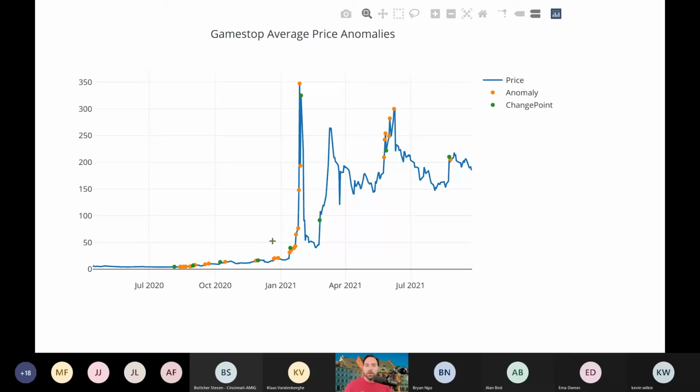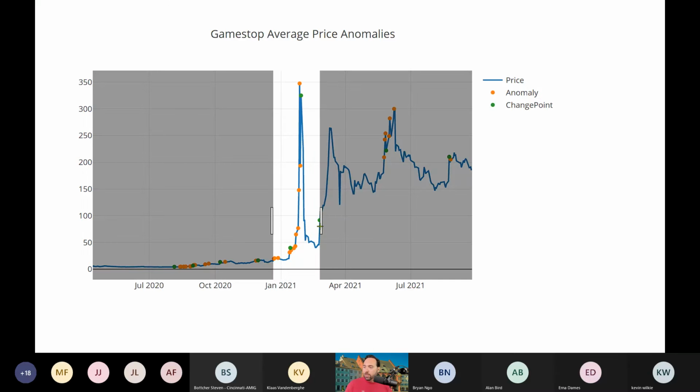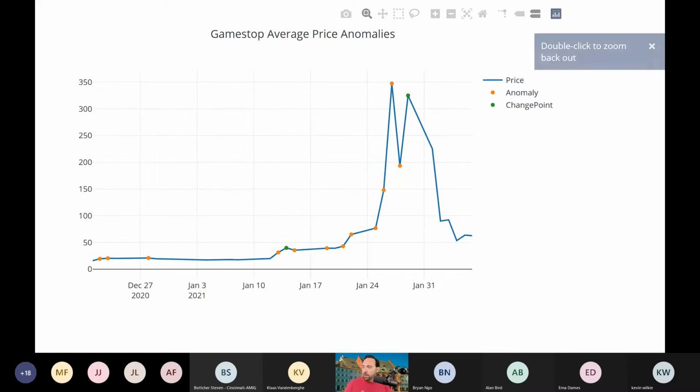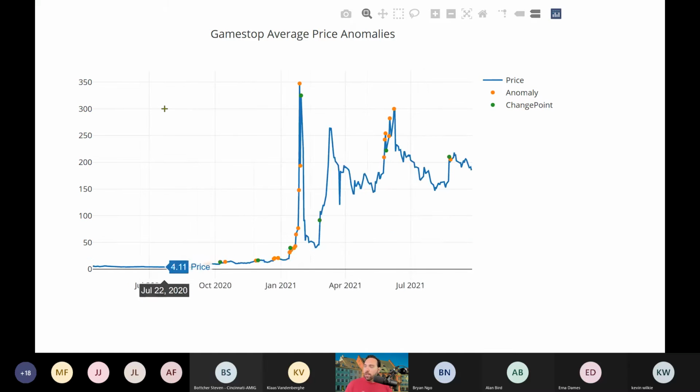So here are our GameStop price anomalies. We have basically no anomalies until, what is that, August of 2020, when things start moving. And then we have anomalies galore for this stretch of time in early January into sometime in February. So like late December, getting into January, and then things go crazy.